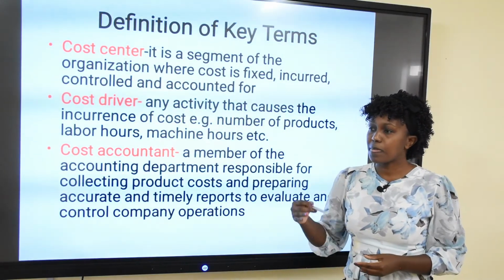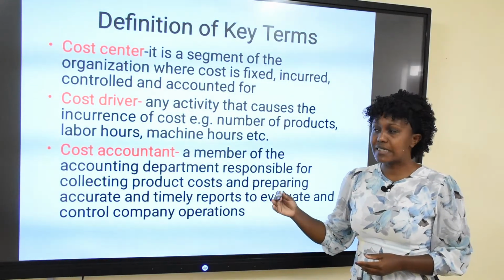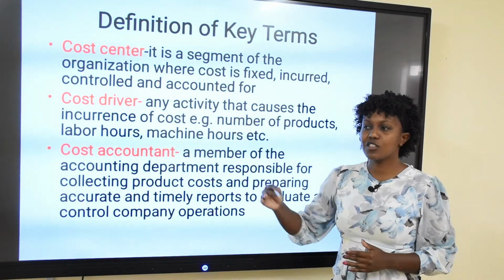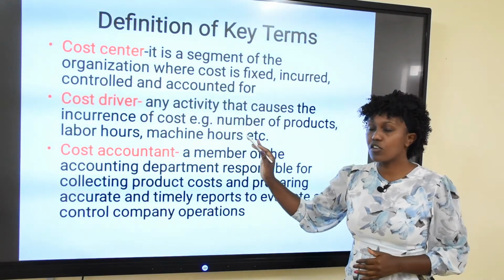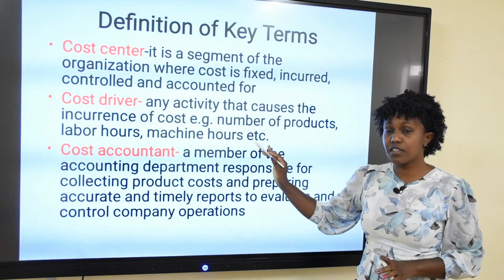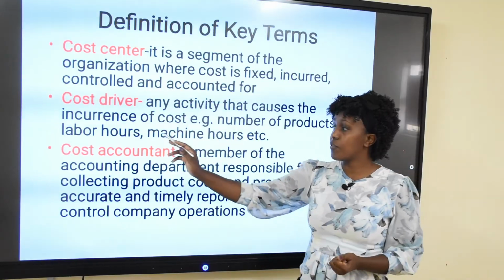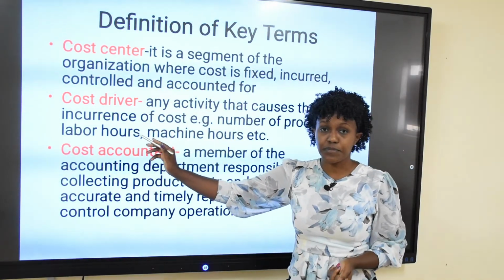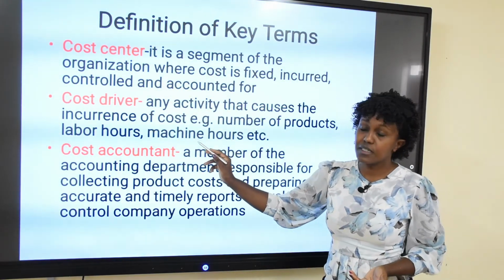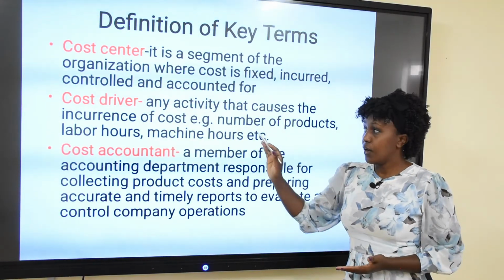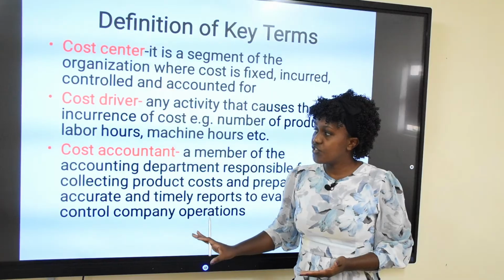So simply, any activity that causes cost to move from one point to another is what you're calling a cost driver. And it will be all those things. It will be the number of products produced, could be number of labor hours, could also be the machine hours, etc. So I hope you understand what is a cost driver.